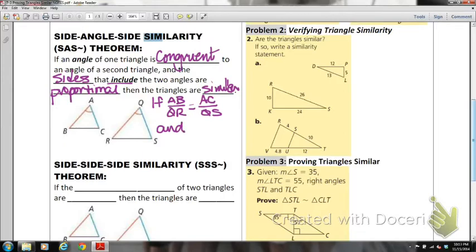And we have angle A that's congruent to angle Q. So you have the angles that are congruent between the sides that are proportional. AB over QR is proportional and AC over QS is proportional. Then you have triangle ABC is similar to triangle QRS by side-angle-side similarity.